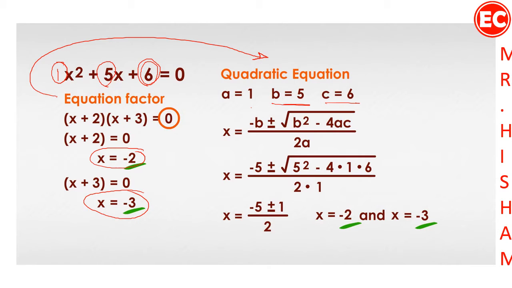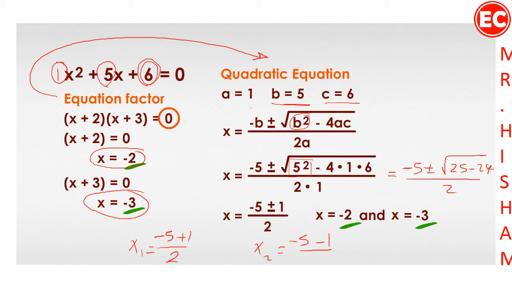Negative b, so it's negative 5. B squared, which is 5 squared, minus 4 by 1 by 6, which is 24. So 25 minus 24 is 1, and the root of 1 is equal to positive or negative 1, divided by 2. So negative 5 plus 1 over 2 will give me the first value of x, and negative 5 minus 1 divided by 2 will give me the second value of x. So the first value is negative 2 and the second value is negative 3.